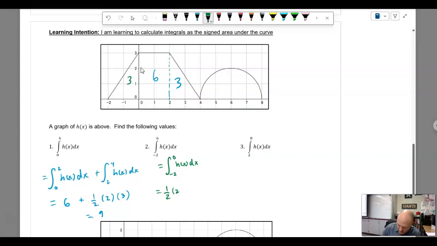1/2, the base is 2, and my height is 3. So that's an area of 3. We already found this integral from 0 to 4 of h of x dx. We said that that's 9. I'm just going to import that.